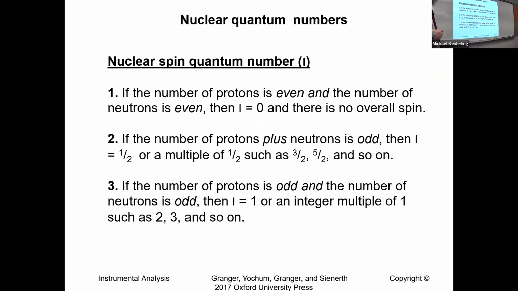So if the number of protons is even and the number of neutrons is even, I is 0, there's no overall spin. If the number of protons plus neutrons is odd, then I is 1/2 or a multiple of 1/2, like 3/2, 5/2, and so on. If the number of protons is odd and the number of neutrons is odd, then I will be 1 or an integer multiple of 1, like 2, 3, and so on. But 1/2, 0, and 1 are the most common ones.